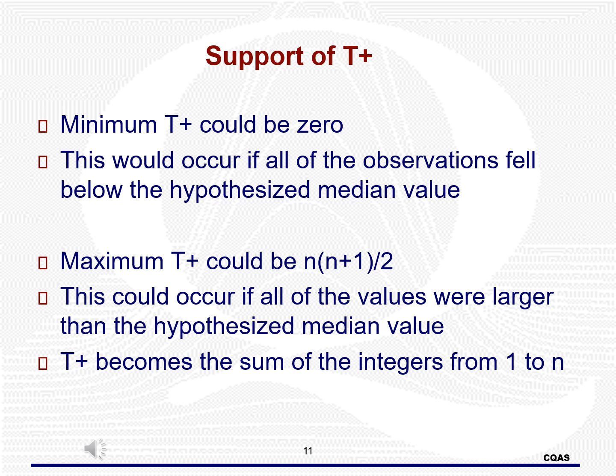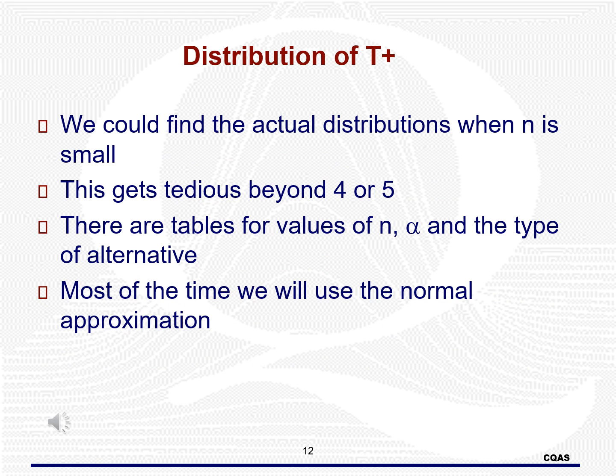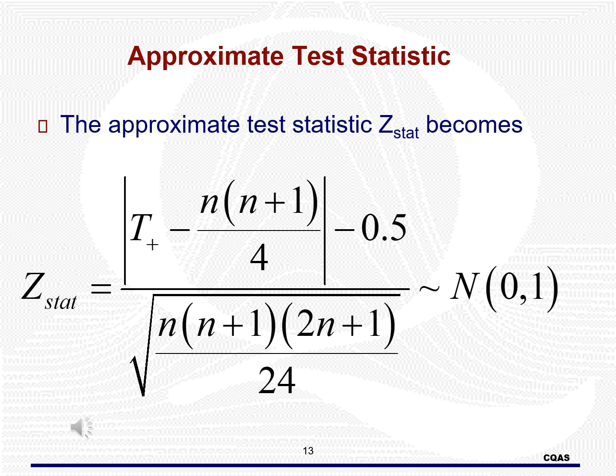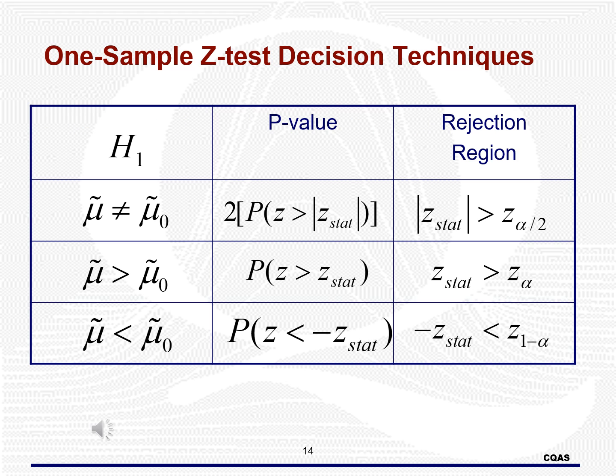There could be many other possibilities for T plus, even when n is somewhat small. Determining the exact distribution gets tedious even for n of 4 or 5. There are some tables available to do this. We will typically use the normal approximation since we are assuming that the distribution of the differences is symmetric anyway. Here is the approximate test. Notice that this is a form of the z statistic. We will assume that the test statistic follows a standard normal distribution. Here are the alternatives and how to calculate the p-value and build the rejection region. Notice that for the less than alternative, we need to take the negative of the test statistic.